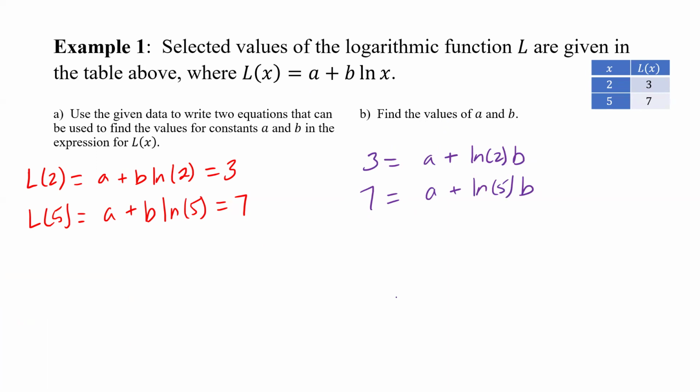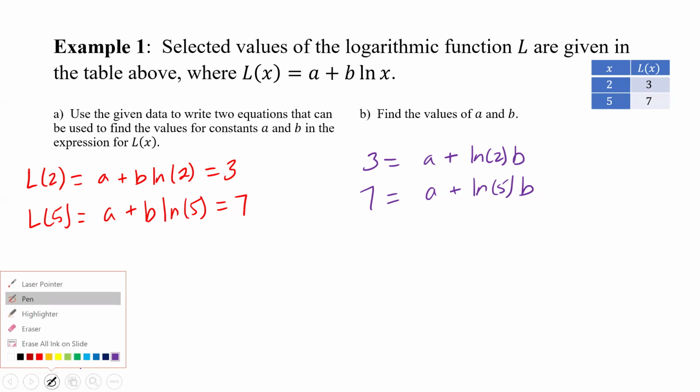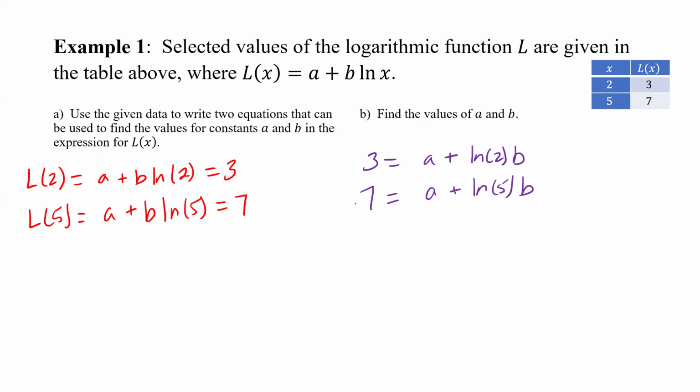How do I solve this system? I can do substitution. I also can do, what's the other method? Elimination. I can eliminate by multiplying the second one by a negative and combining. Do you remember that? So I can multiply everything here by a negative. And what that does is 3 minus 7 is going to give me -4. And what happens to my a's? They cancel out. They are eliminated. So I'm left with the natural log of 2 minus the natural log of 5, times b.